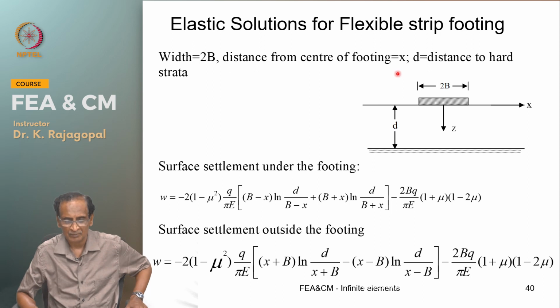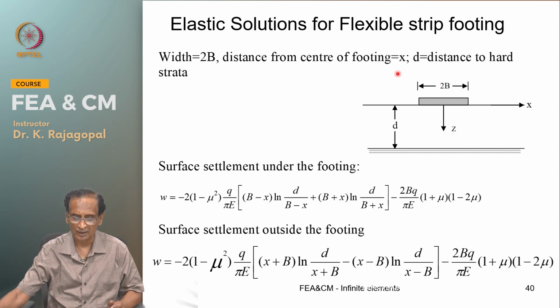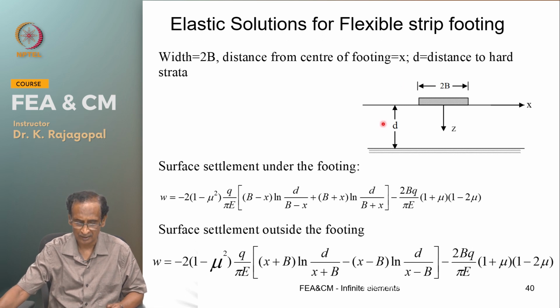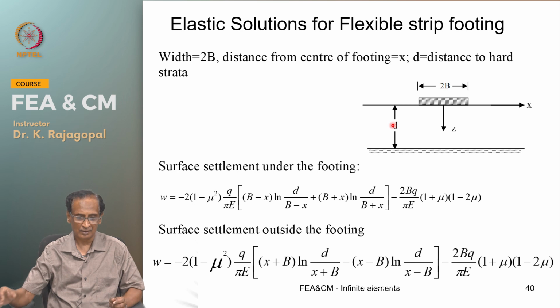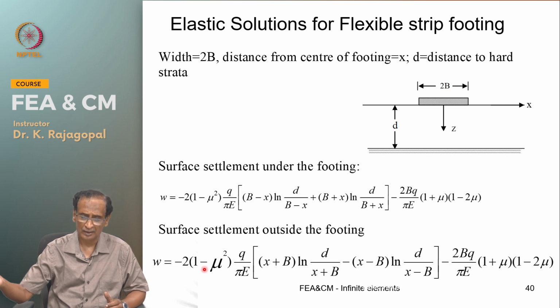and we can verify our results even for a strip footing, and the solutions for a strip footing are given in terms of the depth to the hard stratum. So, let us say that d is the depth to the hard stratum, and this is our equation for settlements, W, for a point within the footing, and the settlement equation for a surface point outside the footing.